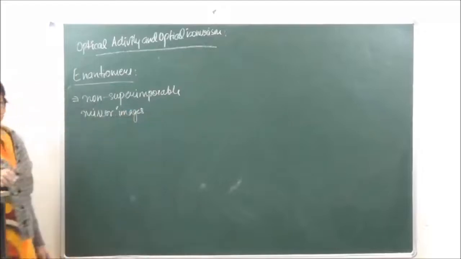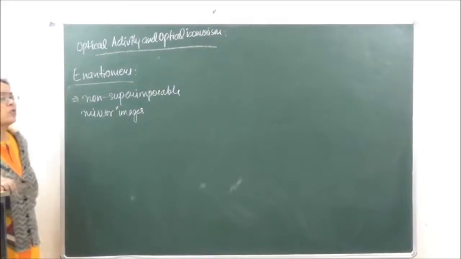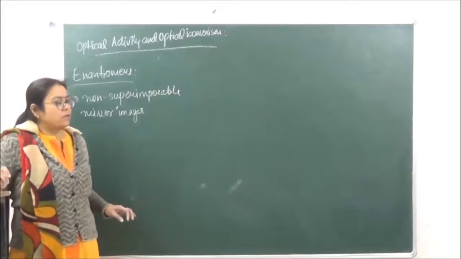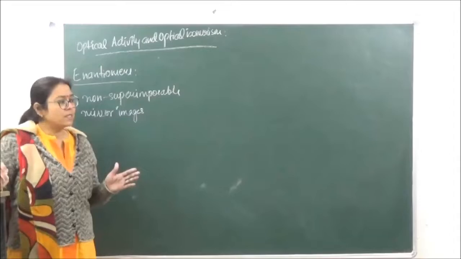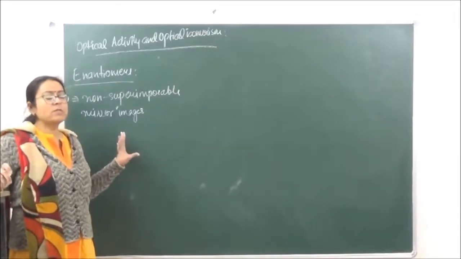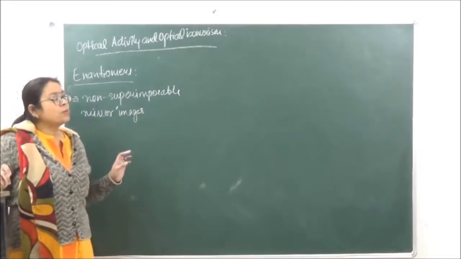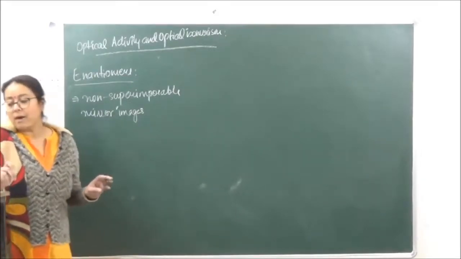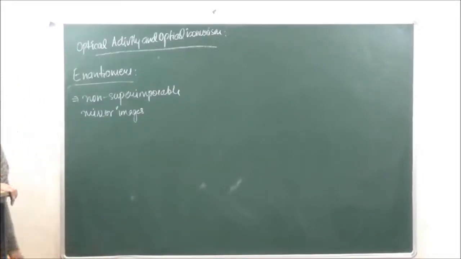They are non-superimposable mirror images. Okay? So they are not only mirror images, they should also be non-superimposable to each other. But it is not always essential that all enantiomers may be optically active. It is generally said that all optically active substances are definitely enantiomers, but all enantiomers may not be optically active. Even if they are forming non-superimposable mirror images, sometimes they are unable to rotate the plane of polarized light.